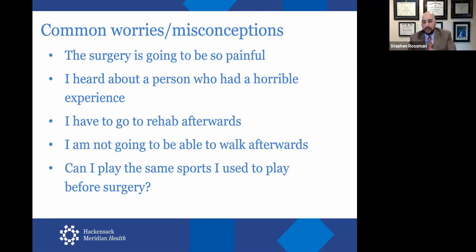The next one: I heard about a person who had a horrible experience, or my sister, it's always a story, oh, they had a horrible thing. Look, surgery is not without complications. As I already explained, hip and knee replacement is the most successful operation that we do in medicine, with great outcomes. But every surgery has complications. With hip and knee replacement, they're all extremely rare, less than 1%. When this gets brought up, I say we don't know the specifics about that person's condition. You don't know what kind of arthritis they had.